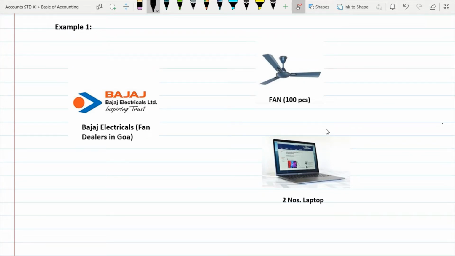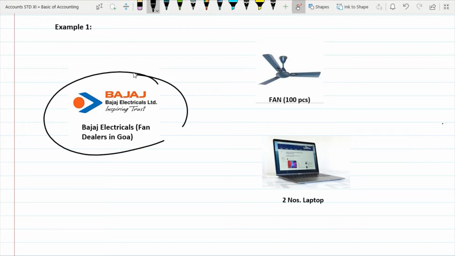In this case we have Bajaj Electricals. Bajaj Electricals is a company and a dealer in Goa. So they are not a manufacturing company. This is just a trading company. They are just buying and selling goods. So what are they dealing with? Specifically Bajaj fans. Here, in this case they have purchased 100 fans to be sold. And they have also purchased two laptops.